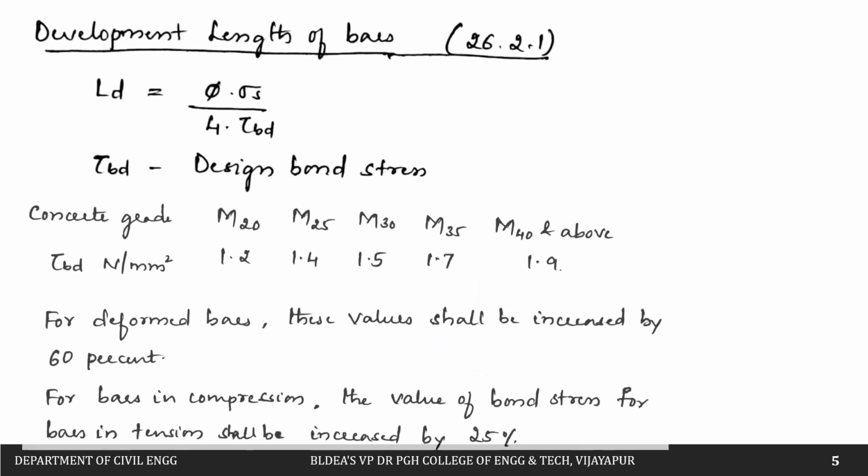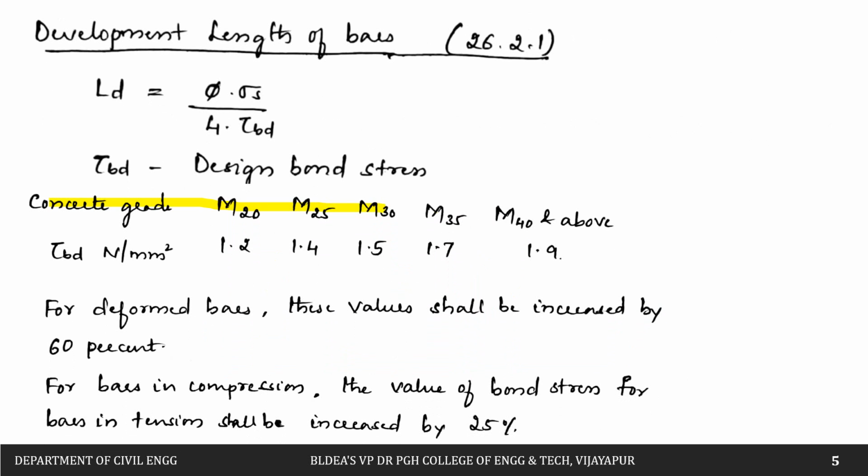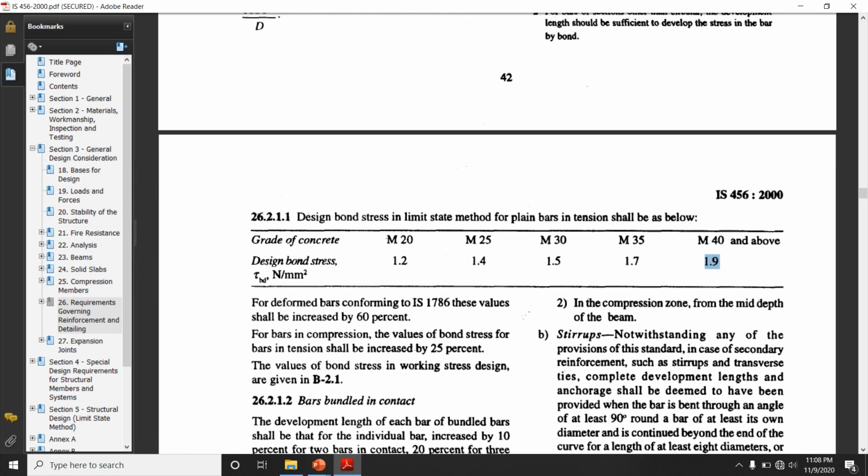This is the formula we have, and this is the table I just showed. This table is for plain bars. Next we are going to use deformed bars. If you are using deformed bars, these values shall be increased by 60%. That is also given, if you remember: for deformed bars, increase by 60%.